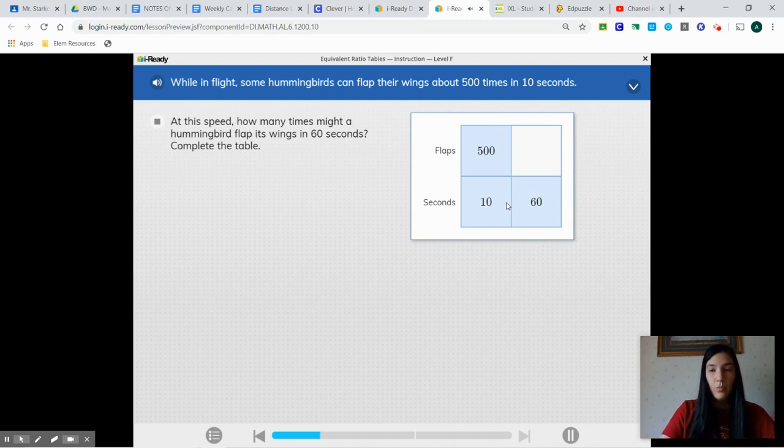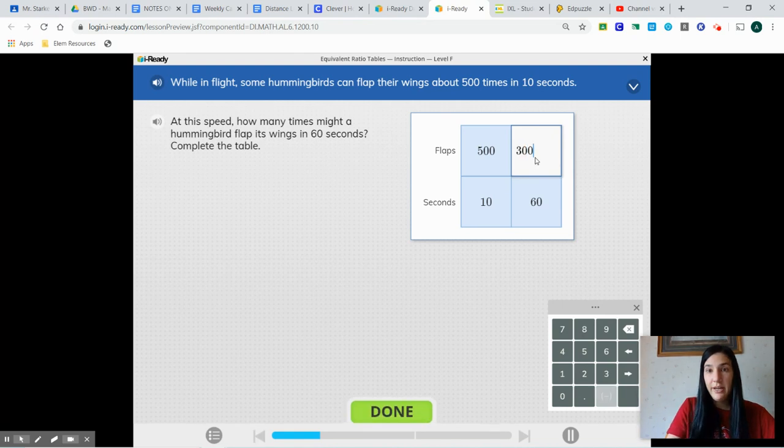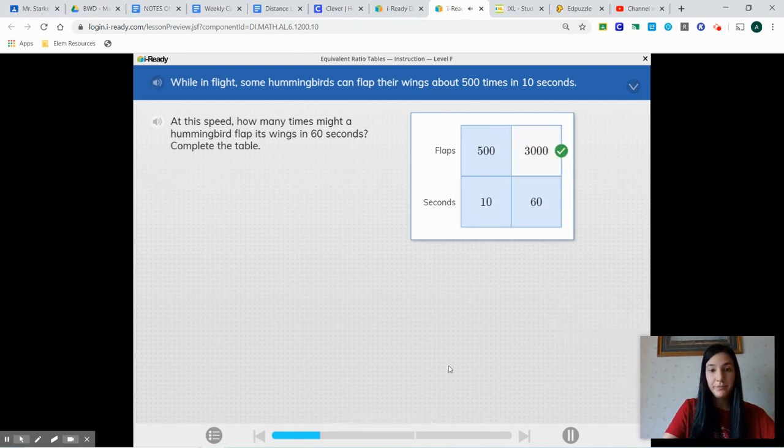So complete again, the table. We can either reduce or we can multiply going across. So if we reduced, we would see that it's flapping its wings 50 times in 1 second. So we have to do 50 times 60. Or if we want to go across, we're getting from 10 to 60 by multiplying by 6. So we would do 500 times 6. Either way, we're going to get an answer of 3,000.